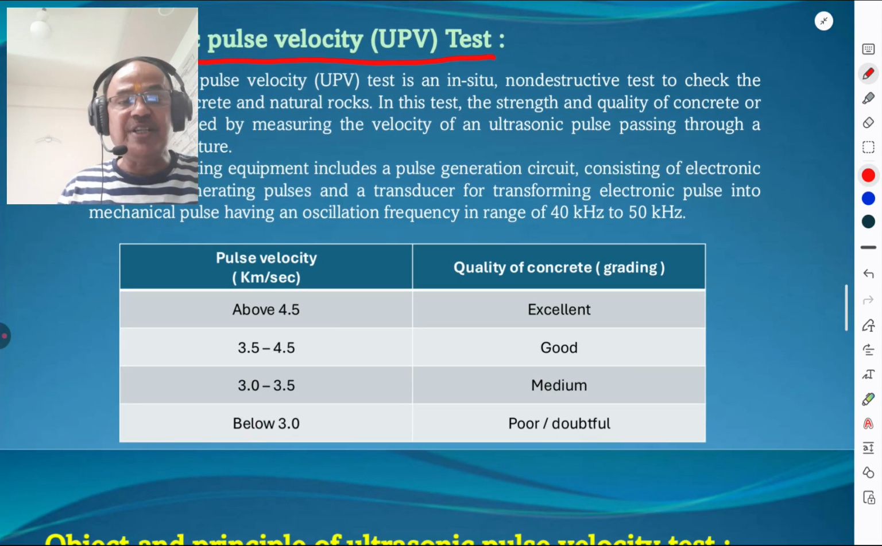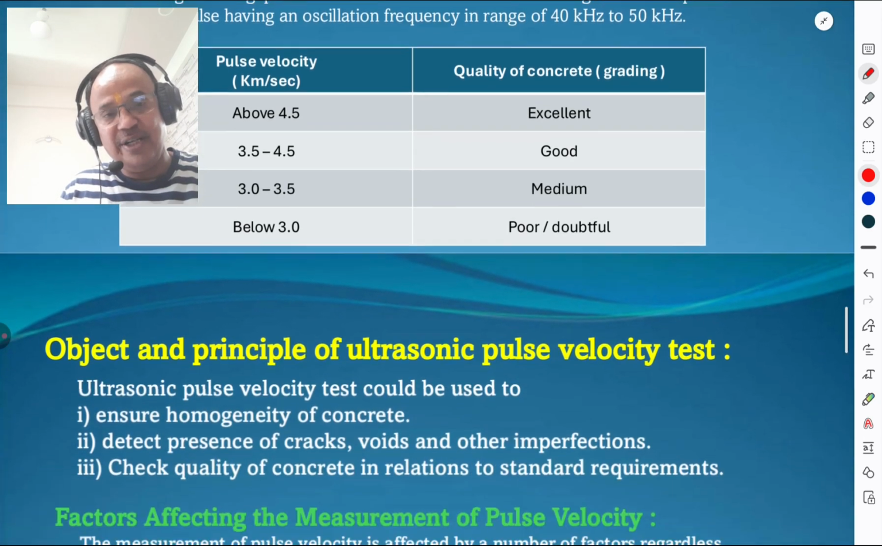If the pulse velocity is more, that is above 4.5 km per second, the quality of concrete is excellent. If it is 3.5 to 4.5 km per second, the quality of concrete is good. If the pulse velocity is 3 to 3.5 km per second, that is medium, and below 3 km per second is the pulse velocity, then quality of concrete is poor or doubtful. So one must remember this UPV test for determining the strength of concrete.